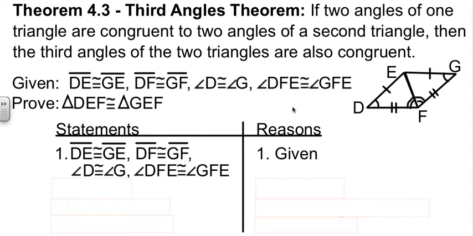Now we have this new idea here called the third angles theorem. Okay, and it's got a whole lot of prepositional phrases, but don't let that tangle you up. The idea is something fairly straightforward. If two angles in one triangle are congruent to two angles in the second triangle, then we can say that the third angles of each triangle are also congruent.